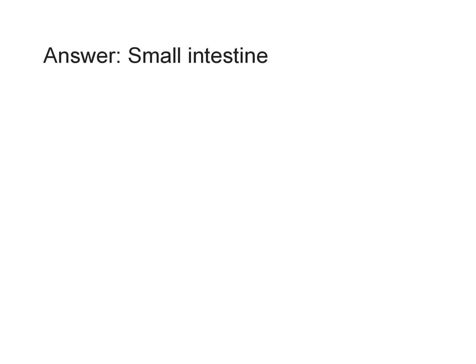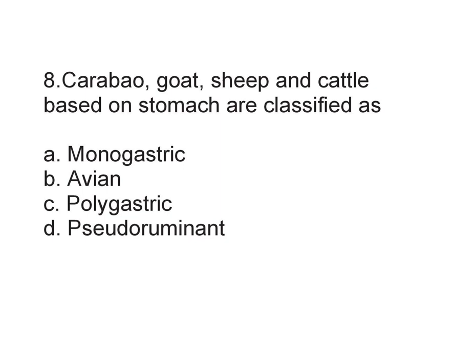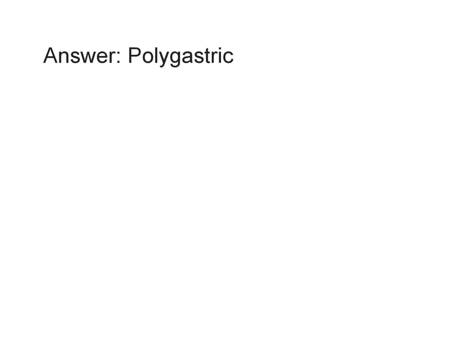Number 8. Carabao, goat, sheep, and cattle based on stomach are classified as A. Monogastric, B. Avian, C. Polygastric, or D. Pseudoruminant. The answer is polygastric.